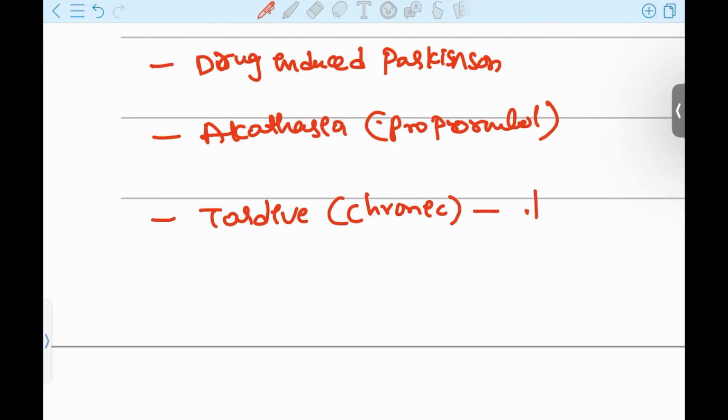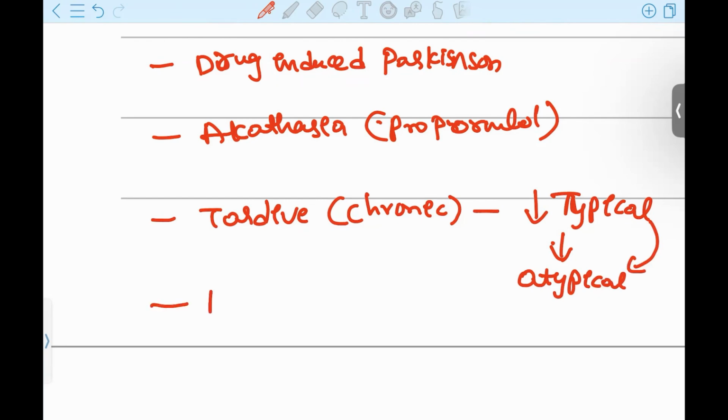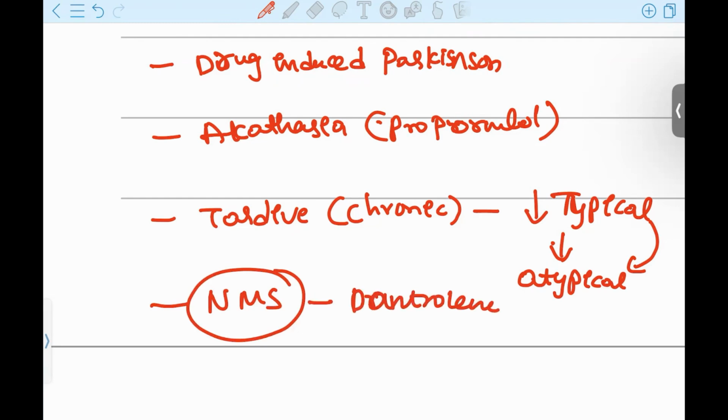What we can do? Decrease the typical drugs, your typical antipsychotic drugs, you have to stop, and you can change these patients to the atypicals. Okay, the drug of choice is you just move to the atypical ones. And the last one is neuroleptic malignant syndrome. So for neuroleptic malignant syndrome, you have to give dantrolene as the drug of choice.